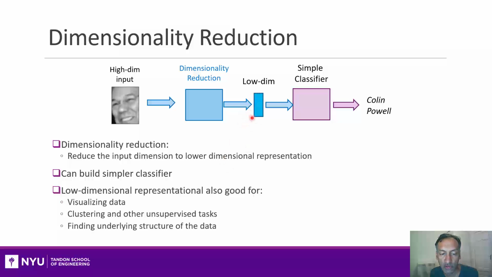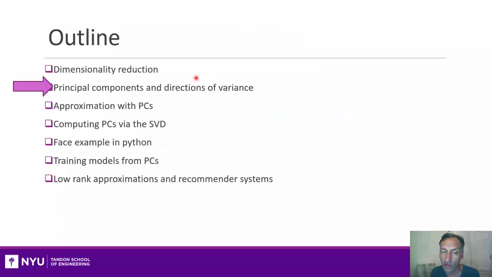These lower dimensional representations are also good for other tasks. For example, we'll be able to see that we can visualize the data in a lower dimensional space, and we can use it also for other clustering and unsupervised tasks, and also revealing the underlying structure of the data. All right, with that introduction, we'll move on to the next unit. We'll start to jump into the mathematics of dimensionality reduction.